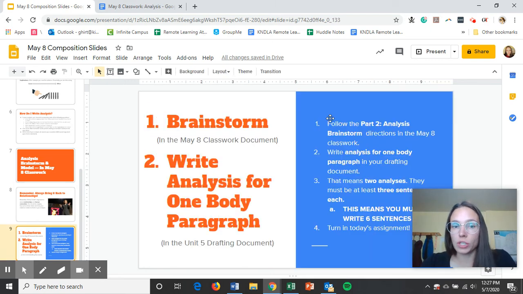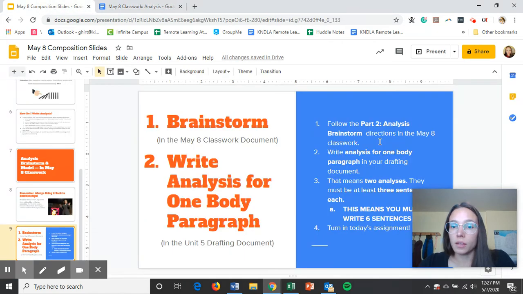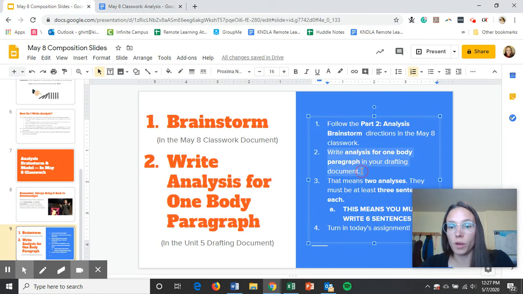So just to recap what you need to do, first, you are doing this brainstorming in the May 8th classwork document. And then you are going to write your analysis for that one body paragraph in your drafting document. So that means you're writing 2 analyses, 3 sentences each at least. So 6 sentences total for this assignment. And then once you've done both of those things, the brainstorm and writing your actual analysis in the drafting document, you are turning in today's assignment. I will be giving you feedback after you turn in this assignment. And then we will work more on analysis next week. So I'll have you revise and then finish writing your analysis for the rest of the essay next week.